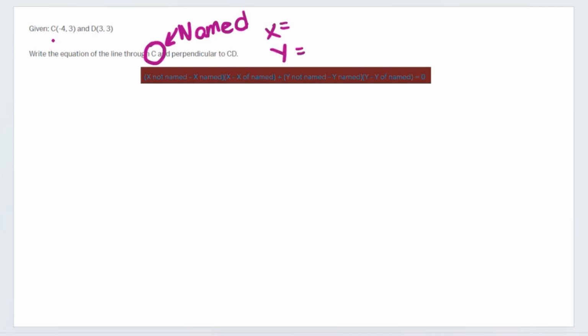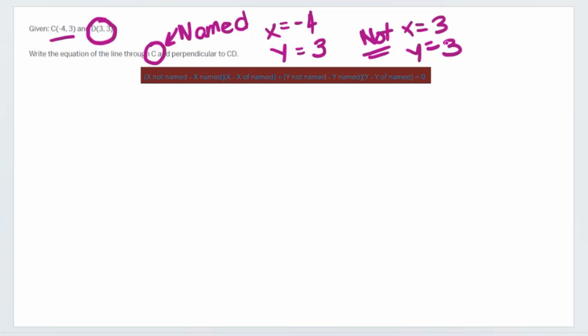So what is my x and my y for the named point? Well, let me look at C here. -4 and 3. All right, D is not named. So I'm going to look right here, and I see it's 3 and 3. I have all of my information that I now need in order to start substituting values into our formula.